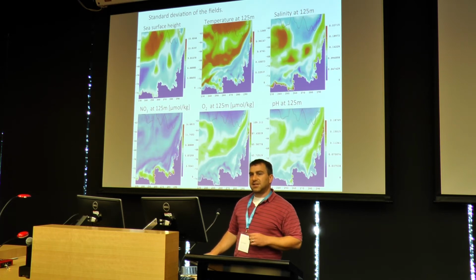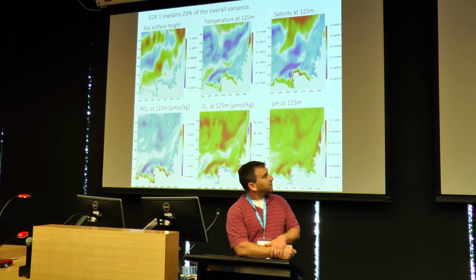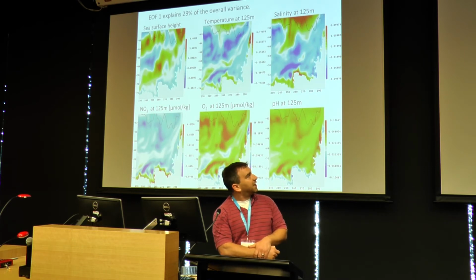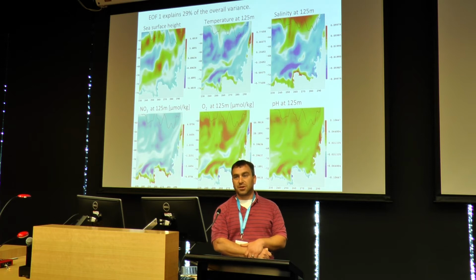So when we project this into multivariate EOFs, this is what the dominant mode of variability looks like. It explains 30% of the variance. And I should just reiterate, this is from a model solution. It's from a third of a degree model solution, so it's relatively coarse. And that's actually kind of nice for mapping.